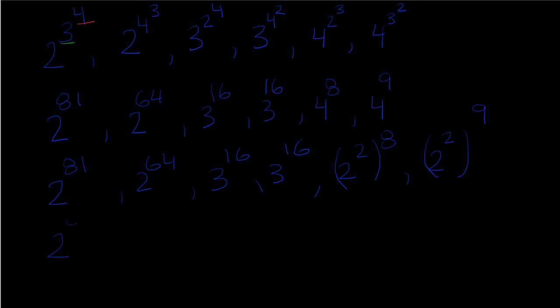Let's rewrite it. We have 2 to the 81st, 2 to the 64th, 3 to the 16th, 3 to the 16th, and now we have 2 to the 8th, that'll be 16, and then 2 to the 9th, that's 18.